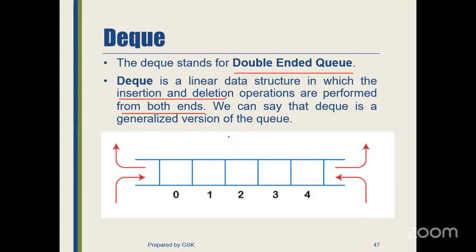But coming to the double-ended queue, observe here, insertion and deletion can be done at the front end, one end, and the same two operations, insertion and deletion, can be done at the other end also. So this is the advantage of the double-ended queue. We can say that DQ is a generalized version of the queue. In the linear queue, we have restrictions: one end is used for one purpose and the other end for another purpose. But in the double-ended queue, we can perform both operations at both ends.